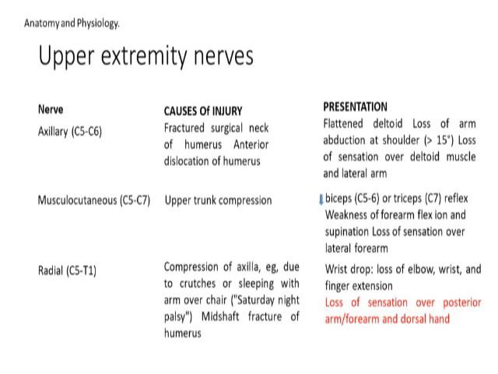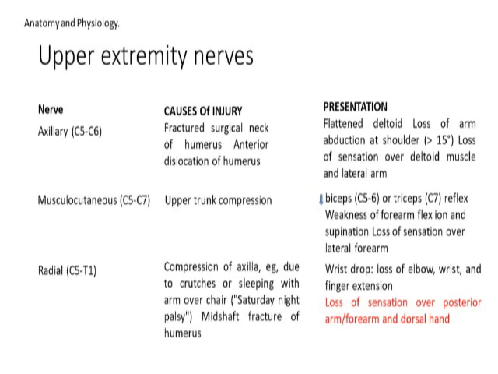This reflects weakness of the forearm flexion and supination, and loss of sensation over the lateral forearm. That is the lesion of the musculocutaneous nerve, in which we lose sensation in the lateral forearm region. Another important nerve lesion is the radial nerve lesion.